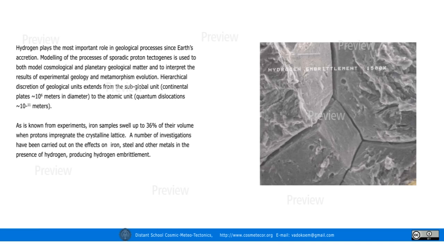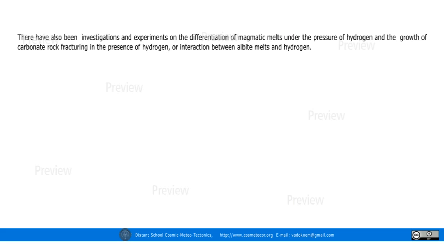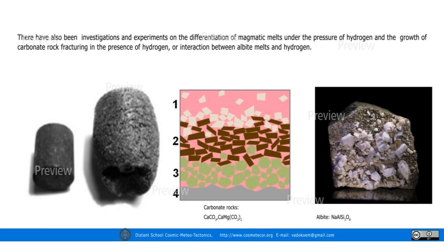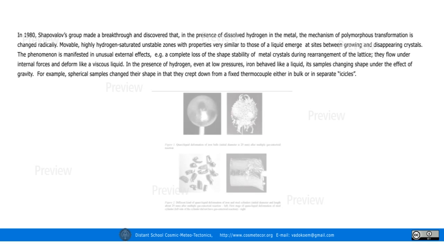As is known from experiments, iron samples swell up to 36% of their volume when protons impregnate the crystalline lattice. A number of investigations have been carried out on the effects on iron, steel, and other metals in the presence of hydrogen, producing hydrogen embrittlement. There have also been investigations and experiments on the differentiation of magmatic melts under the pressure of hydrogen, and the growth of carbonate rock fracturing in the presence of hydrogen, or interaction between albite melts and hydrogen. Since the 70s, two research groups, one in Japan and one in the former USSR, have investigated other anomalous properties of metals in the presence of hydrogen.